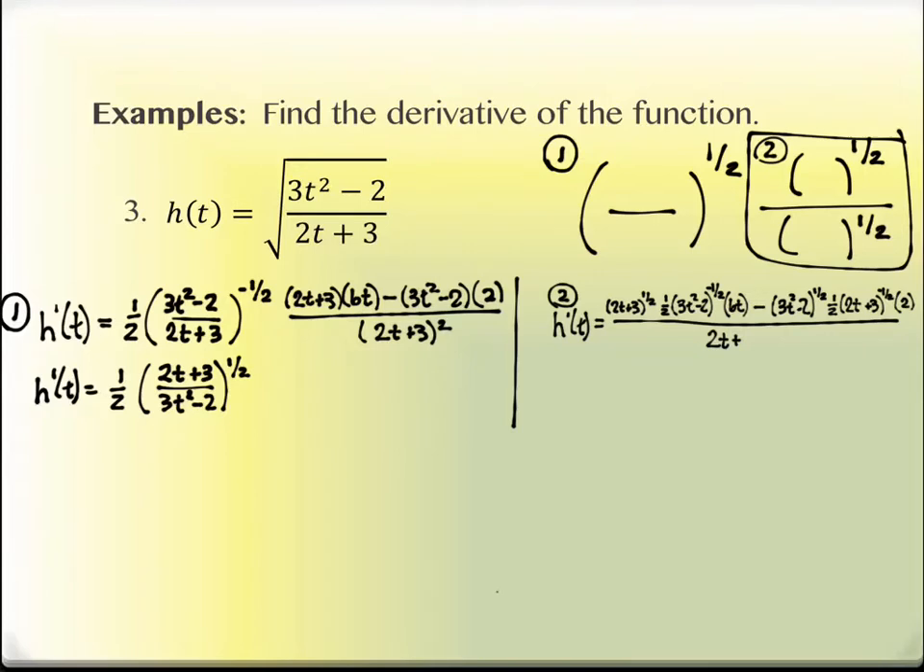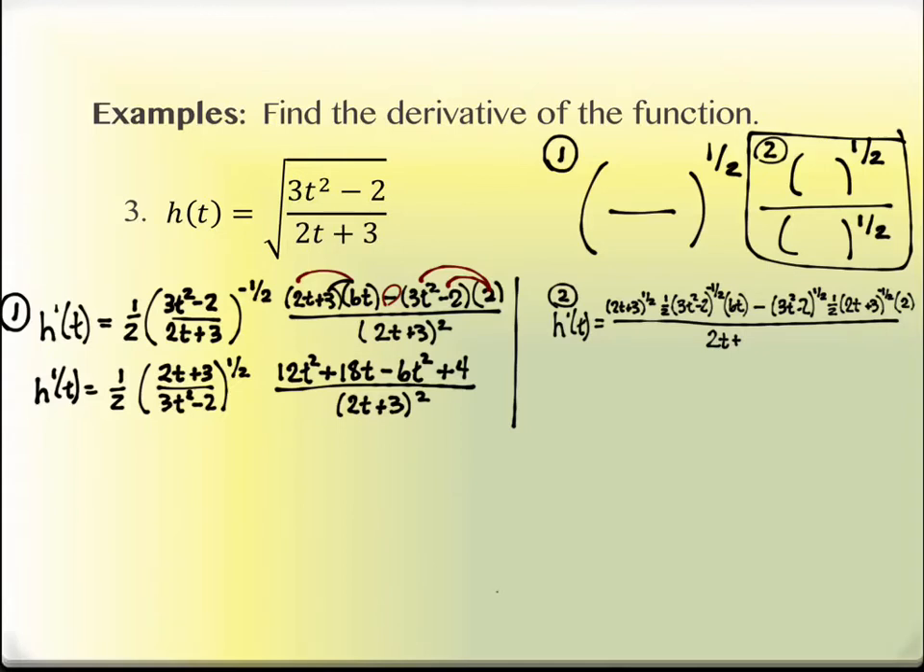So we'll distribute our 6t through. If I distribute our 6t through, so 2t times 6t would be 12t squared. And then 3 times 6t would be 18t. Then we're going to distribute both the 2 here and the negative. So negative 2 times 3t squared would be negative 6t squared. And then negative 2 times negative 2 would be positive 4. Okay, is that all right with everyone?